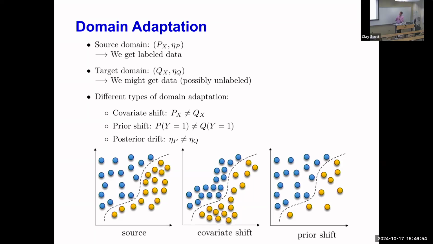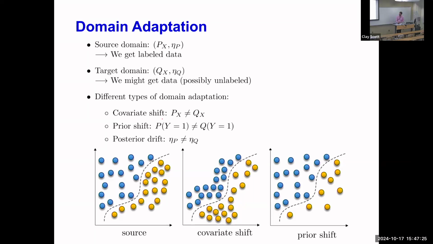So we'll assume we have labeled data from the source domain, and in domain adaptation, there are different variations. Sometimes you might have some data from the target domain. It may or may not have labels. People have come up with names for different types of domain adaptation problems depending on how the source and target differ. So one of those is called covariate shift.